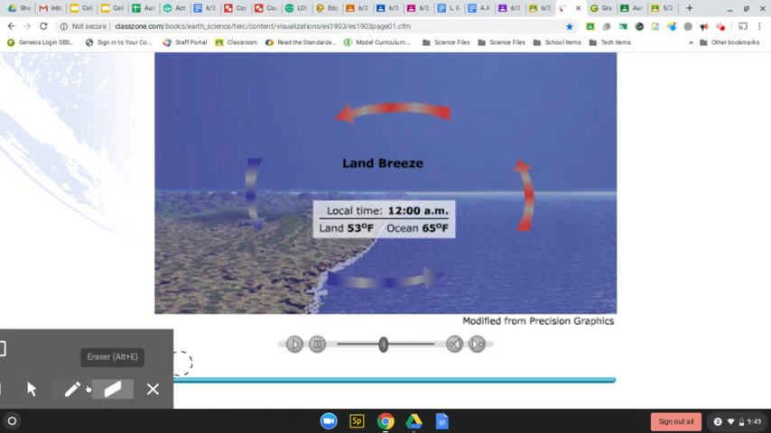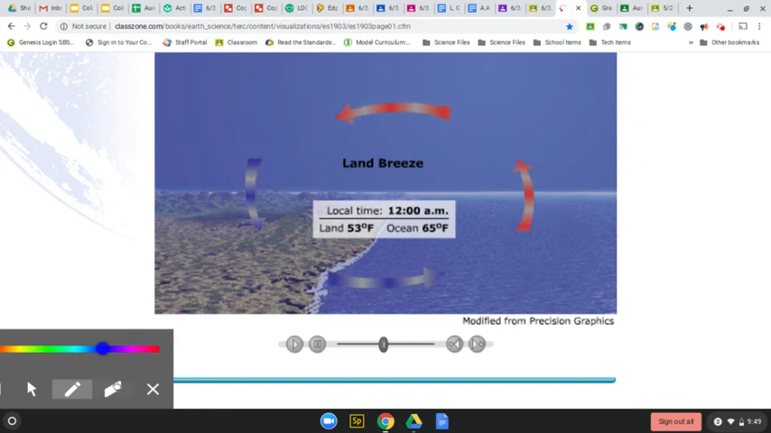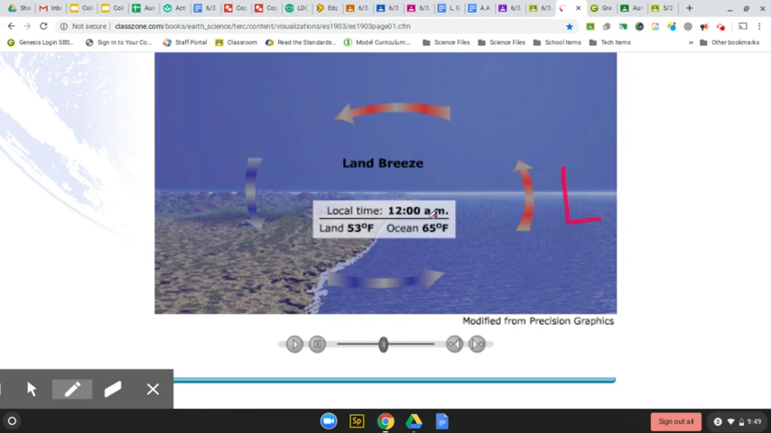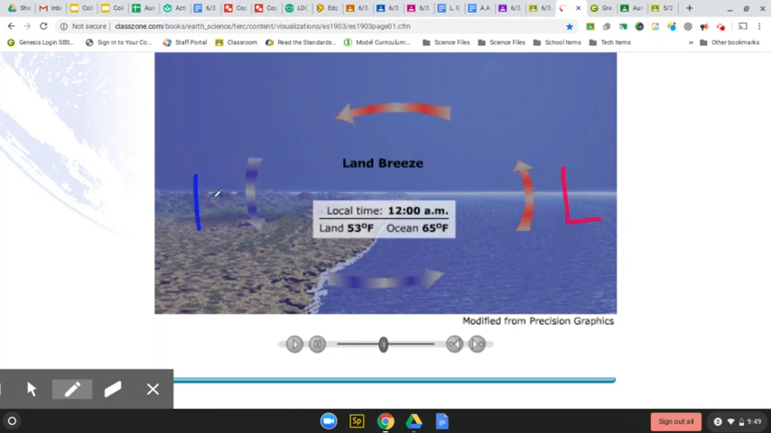So currently, the water and the air over the water is warmer than the land. What is it, by about 12 degrees? So the air is rising over the ocean. It's a less dense area, and we're going to call this a low pressure zone. The opposite's happening over the land. The air is colder, it is more dense, and it is falling. So we call this a high pressure zone. It's exactly the opposite of what it was during the daytime.